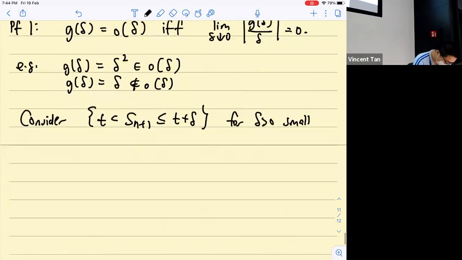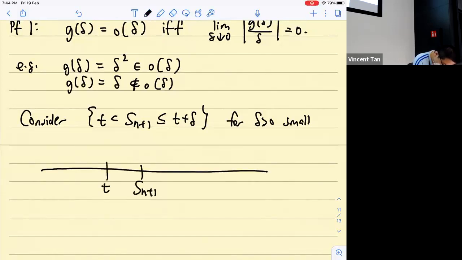So what is the picture? All right, what is the picture? We have that S_{n+1} is strictly bigger than t, and this interval is very small. It's only of size delta, and there have been n arrivals here already. Okay, so this is S_n at 0. So that's the picture. But this interval is very small. I blow it up, otherwise there's not enough space for me to draw.